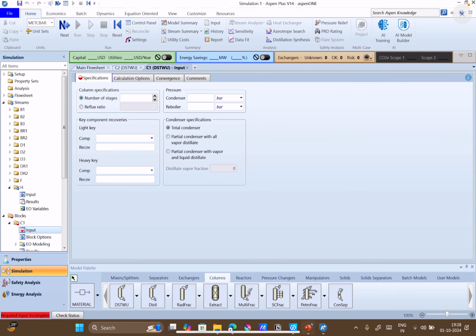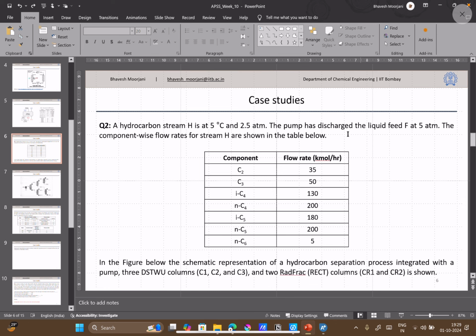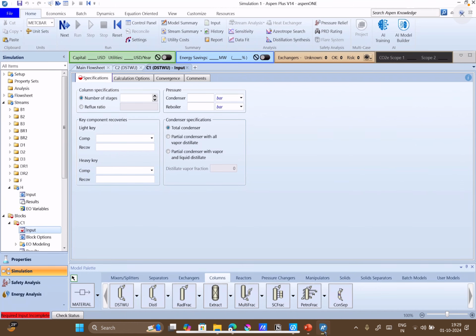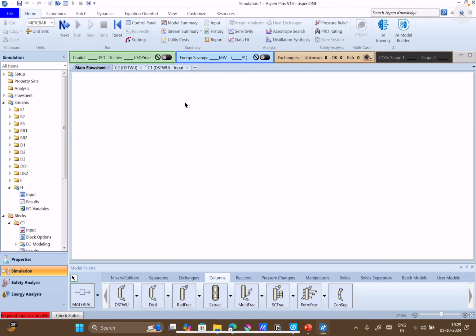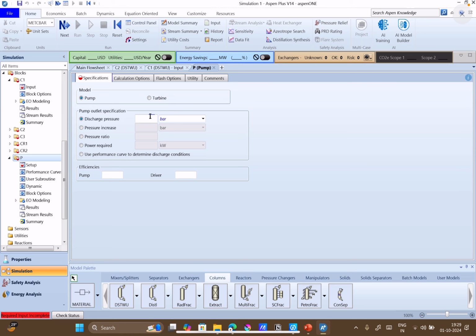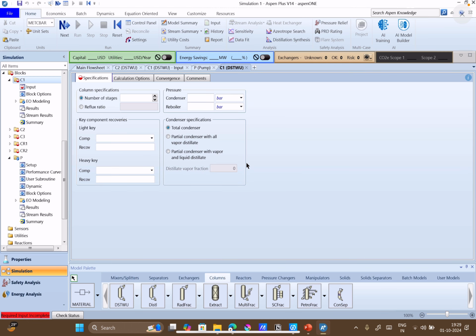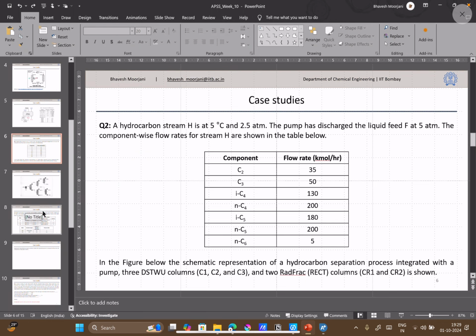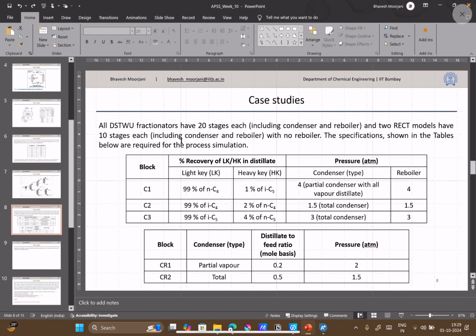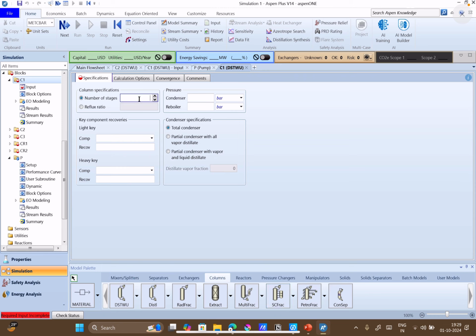From that, pump outlet, that is discharge is at 5 atmosphere. So I will first provide the pump outlet. Discharge pressure is at 5 atmosphere, right? Now we will go to the C1 unit, input of C1. The data for the distillation units are given here. Okay, so all DSTW units have 20 stages including condenser and reboiler. So total number of stages are 20.